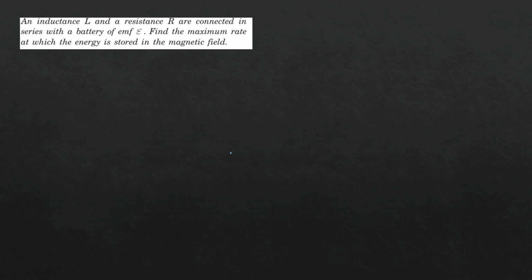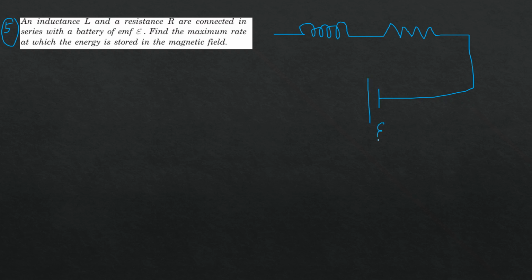Okay, next question. Question number 5. An inductance L and a resistance R are connected in series with a battery of EMF E. Find the maximum rate at which the energy is stored in the magnetic field. This is the inductance L, this is the resistance R, connected in series with a battery of EMF E. Within 2 minutes, think about it.